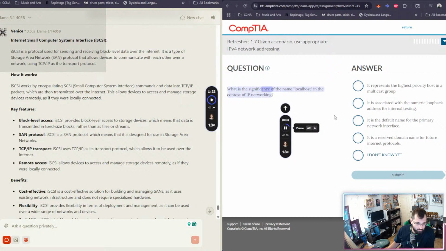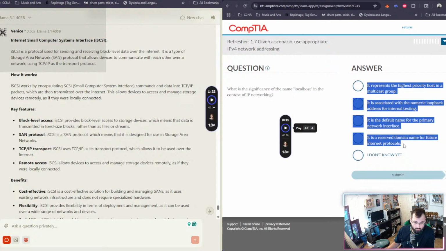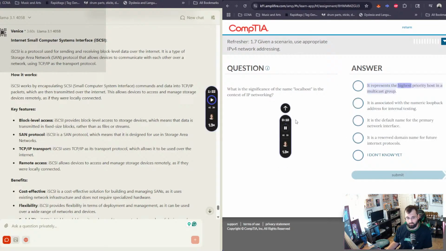What is the significance of the name localhost in the context of IP networking? It represents the highest priority host in a multicast group. It is associated with a numeric loopback address for internal testing. It is the default name for the primary network interface. It is a reserved domain name for future internet protocols.